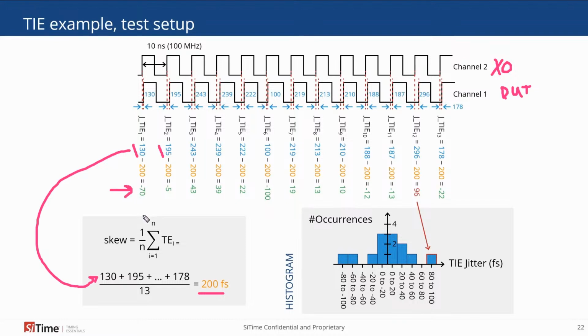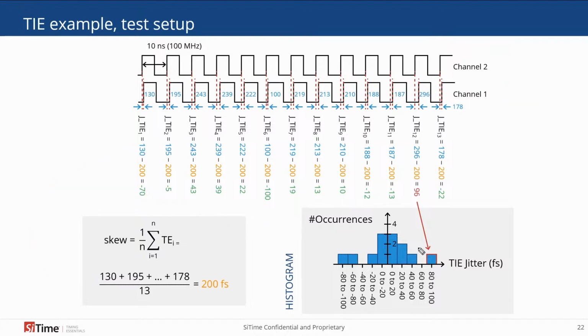And that 70 femtoseconds is actually negative 70. So that would go into this bucket down here and represent a value of 1 on the y-axis. So there's one occurrence that falls between minus 60 and minus 80. And if we take 13 edges here, we can build up this distribution that we show here.